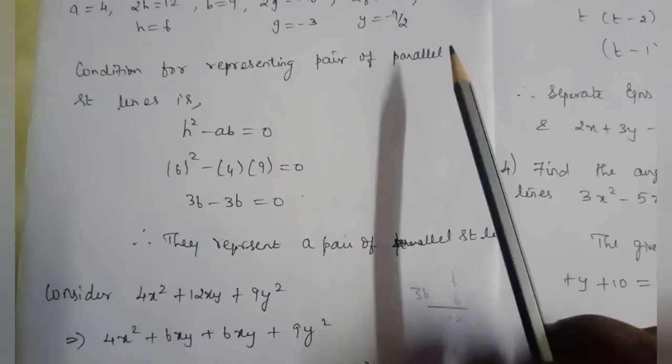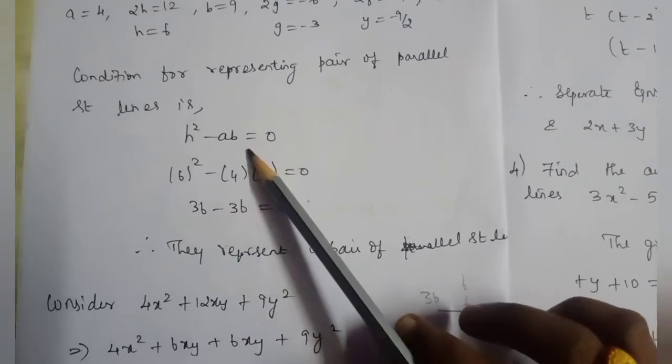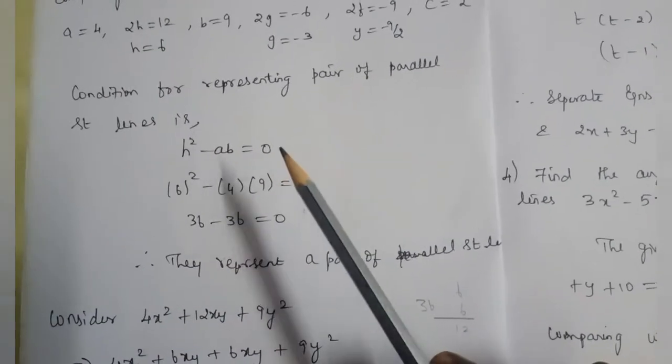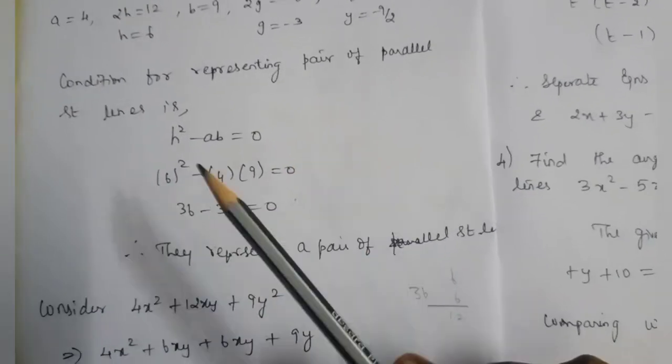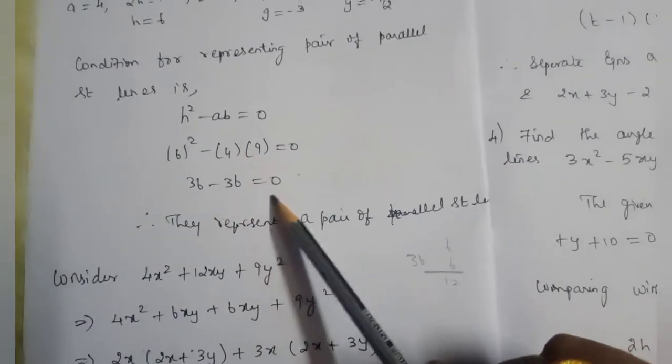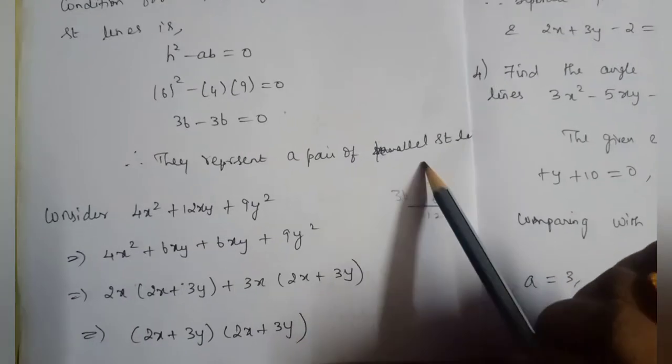Now the condition for representing pair of straight lines is h square minus ab is equal to 0. For perpendicular lines, it is a plus b equal to 0. Okay, so we saw in the first sum. So when I am substituting the values, I am getting it to be 0. Therefore, they represent a pair of straight lines.